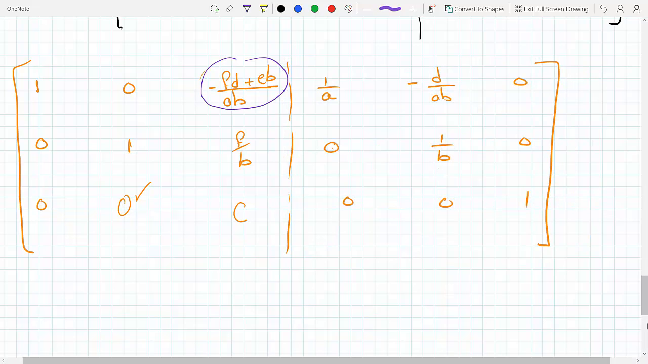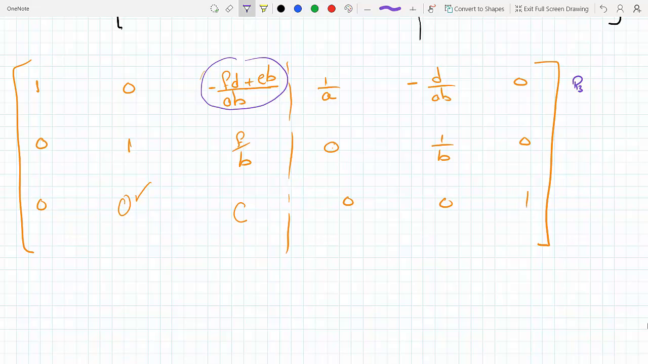Okay, so this needs to be a 1. So I'm gonna multiply row number 3 by the same thing except positive. So FD plus EB over AB. However, there's a C here which is gonna multiply there. So that means I also have to divide by C. So when I multiply by C, this goes away, and then when I add it to row 1, so plus row 1, I get a 0 up there. Okay, so let's do that.